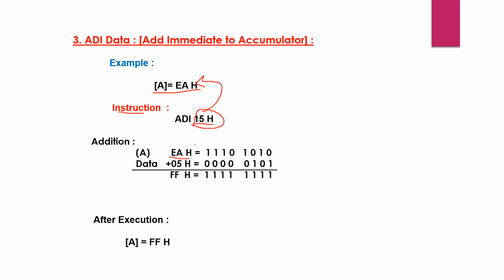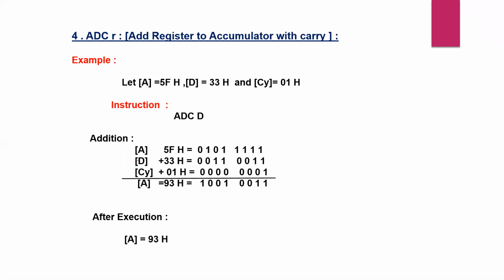Immediate data is added to accumulator. So addition, immediate data added to the accumulator. Result is FF, which is stored in accumulator. Now accumulator has data FFH. Next instruction is ADC R, that is add a register to accumulator with carry. This instruction adds the content of accumulator to the content of register and the content of the carry flag.